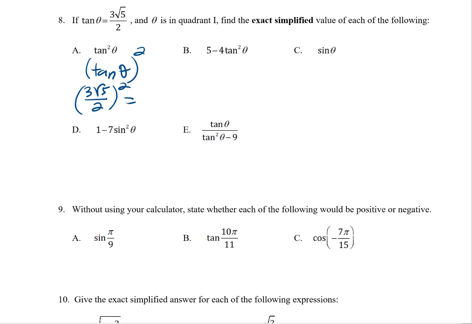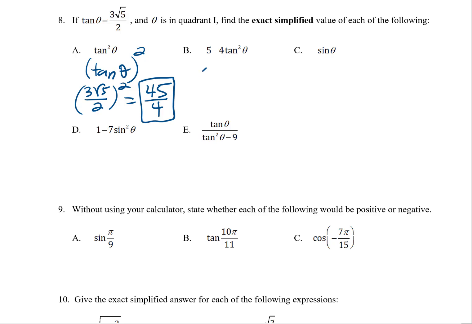Well, let's do that. 3 times 3 would be 9. Root 5 times root 5 would be 5. So 9 times 5 would be 45 up top. And 2 times 2 would be 4 on the bottom, 45 fourths.